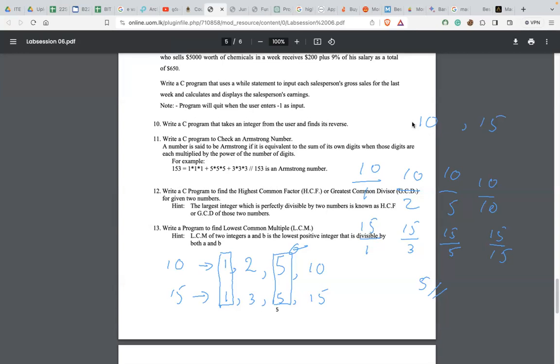Obviously there will be a floating point, remaining value. I think you guys can understand.